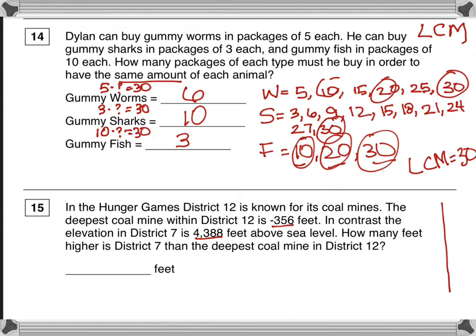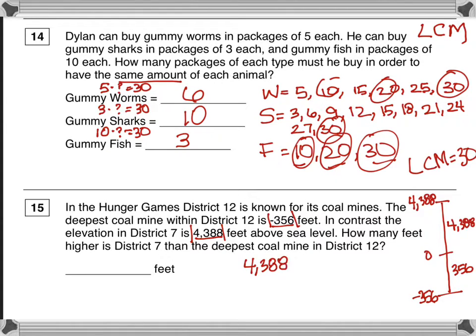So I'm just going to draw my little number line here. Up here I have 4,388 feet. Right here I have 0, and then over here I have 356. I need to do the distance from 0, which is 356, and the distance from 0, which is 4,388. So even though this says negative 356, it's the absolute value of negative 356 and the absolute value of 4,388, which means I'm going to add them together.